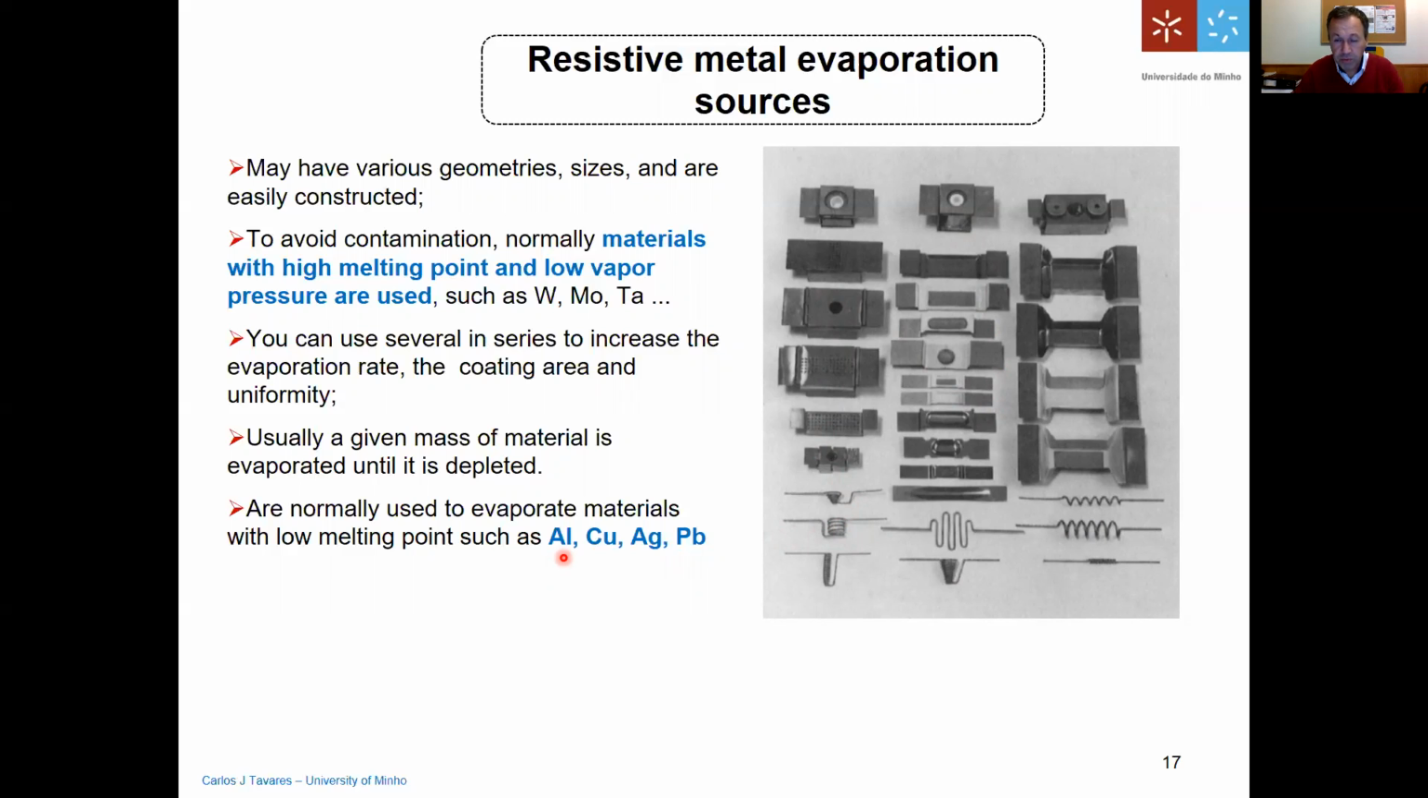Okay, for example, if you want to produce a mirror, then you need aluminum. I have some experiments with the students where we work with some polymers, and we add some metal particles onto the polymer when it is extruded, so that the polymer can become more conductive.